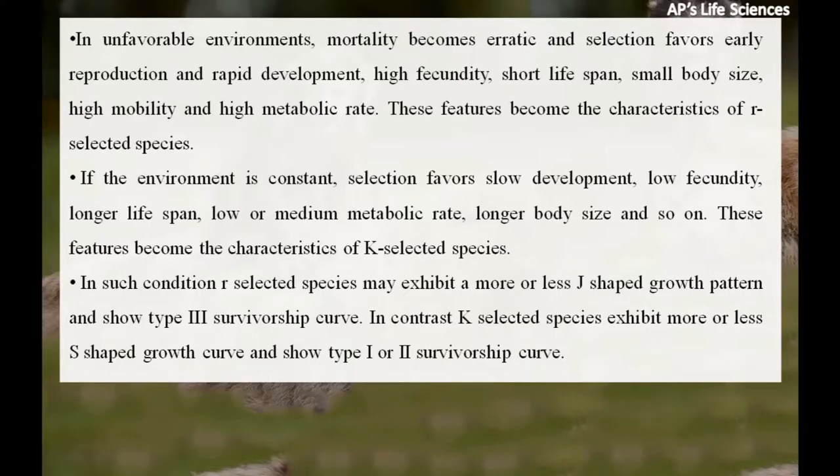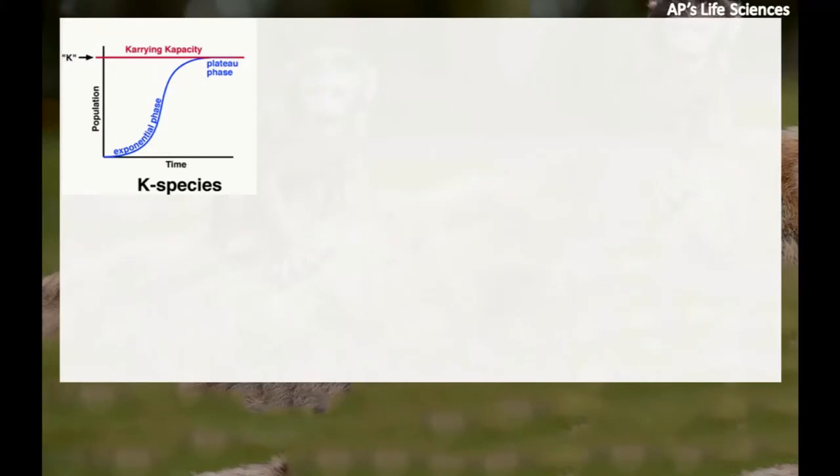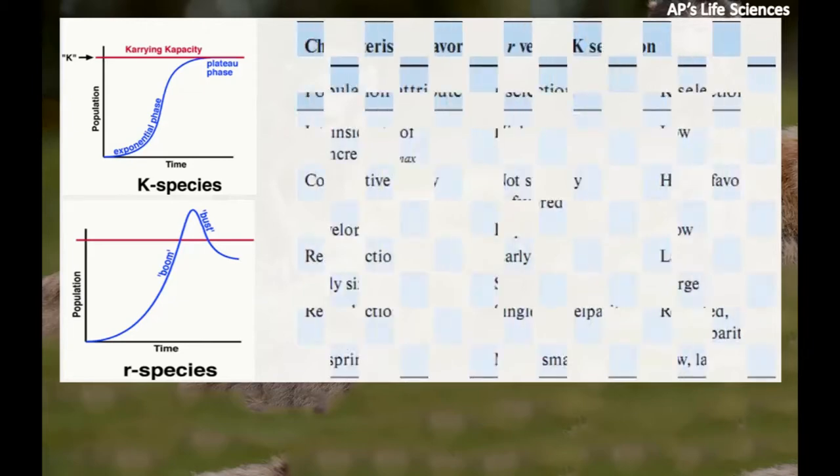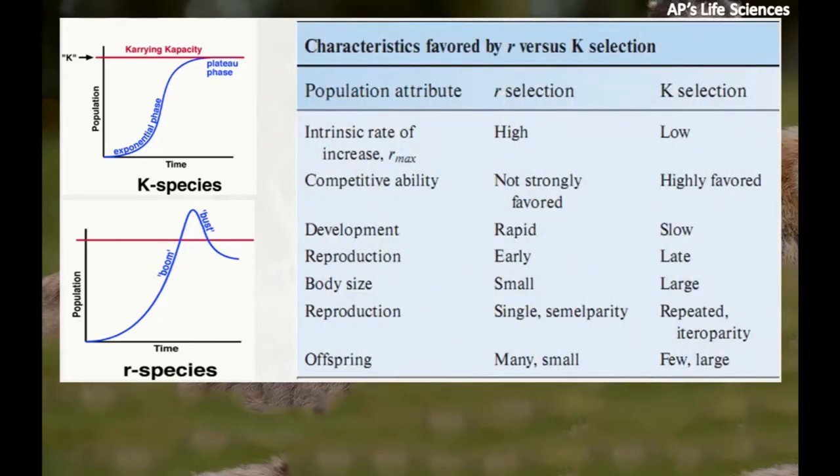In such conditions, R-selected species may exhibit a more or less J-shaped population growth and a type 3 survivorship curve. In contrast, K-selected species exhibit a more or less S-shaped growth and also show a type 1 or type 2 survivorship curve. In this figure, we can see that the K-selected species show an S-shaped population growth curve, whereas the R-selected species show a J-shaped population growth curve. And they have different population attributes.